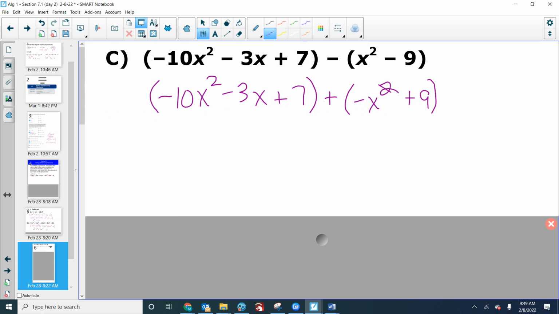Brady, what do I got? X squared now. What am I going to have for my answer? Negative 9x squared. Better look at it. Negative 1 x squared. Dude, it's negative 10 minus 1. 11. Nope. Negative 11, that's still wrong. x squared. Okay. You still have time to recover. What's next?